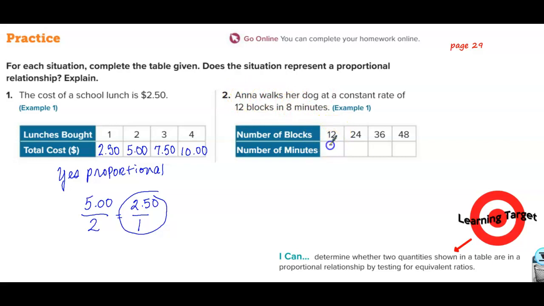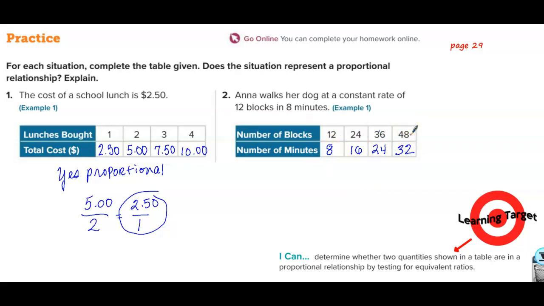So 12 blocks in 8 minutes. But here's the question. What's the unit rate on this? Okay, we could find that out, but do we need to know it to answer the question? Probably not, because isn't 24 double 12? So wouldn't this be double also? Yes, it would. This would be 16. And 12 times 3 is 36, so 8 times 3 is 24. And 12 times 4 is 48, so 8 times 4 is 32. That's one way to do it.